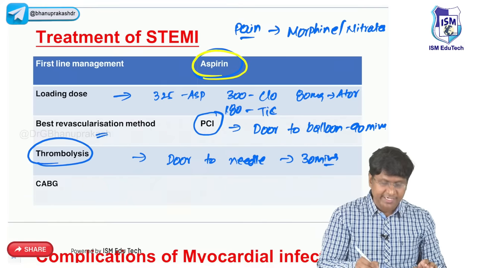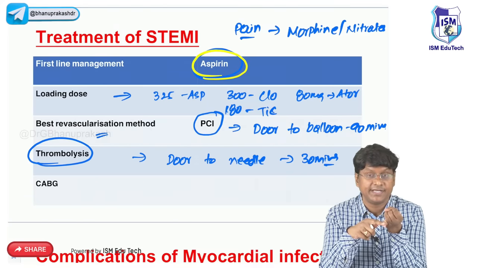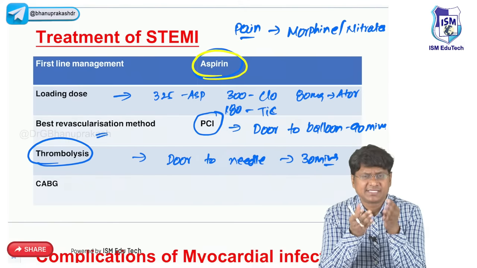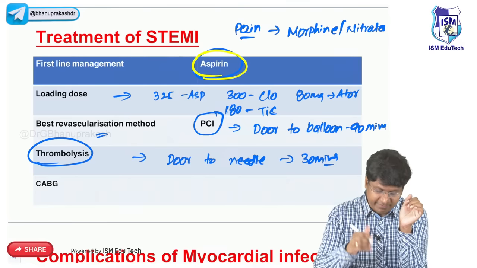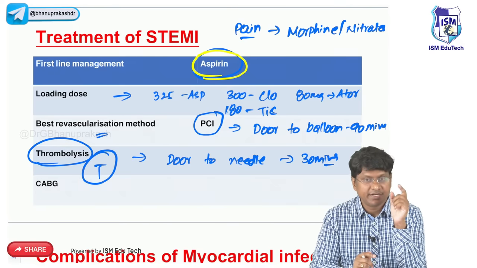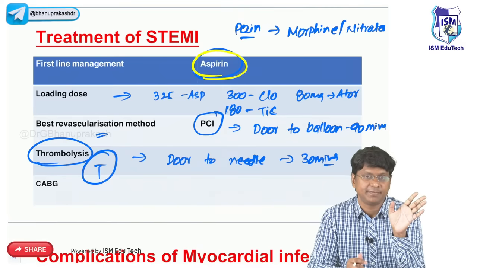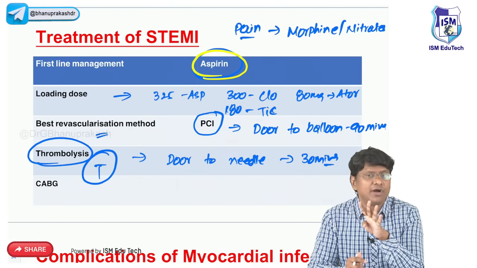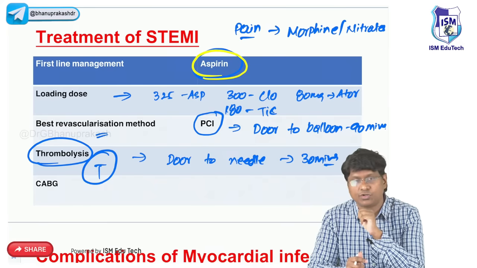Now among the thrombolytic agents, we have streptokinase, reteplase, alteplase and tenecteplase, right? These are the thrombolytic agents. But among all these, the maximum revascularization can be done with tenecteplase. Remember T for thrombolysis, T for tenecteplase. That is the one which can cause maximum revascularization among these four thrombolytic agents.